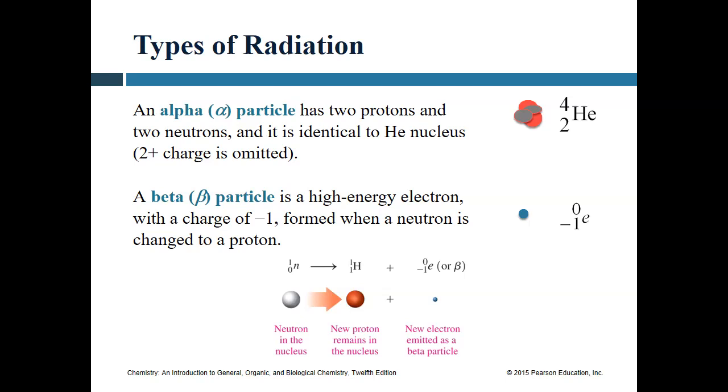Beta particles, on the other hand, these I mentioned a little bit yesterday. These are very similar to electrons. They have virtually no mass because, again, think about the difference in mass between a proton and an electron. Protons are so much more massive that we basically consider electrons to be massless. But we've got a -1 charge on it because electrons are negatively charged.